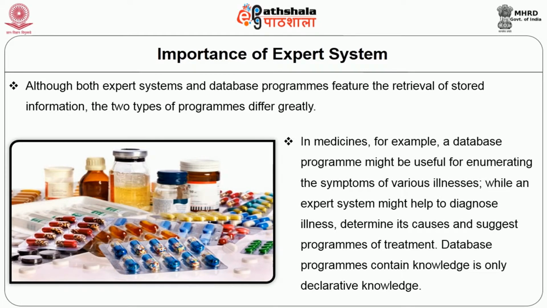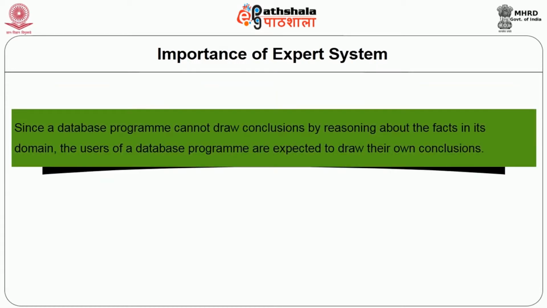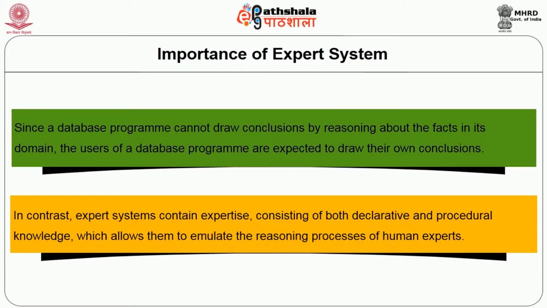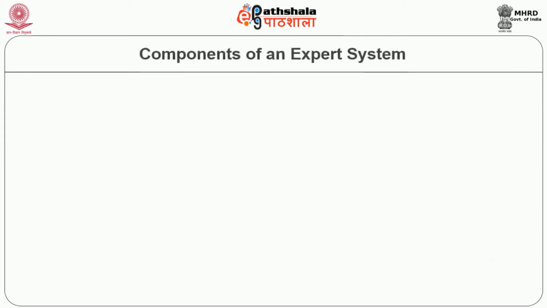greatly. In medicine, for example, a database program might be useful for enumerating the symptoms of various illnesses, while an expert system might help diagnose the problem, determine the causes, and suggest a program of treatment. Database programs contain only declarative knowledge. Since a database program cannot draw conclusions by reasoning about the facts in the domain, the users of a database program are expected to draw their own conclusions. In contrast, expert systems contain expertise consisting of both declarative and procedural knowledge, which allows them to emulate the reasoning processes of human experts.